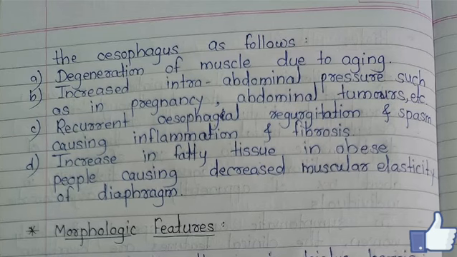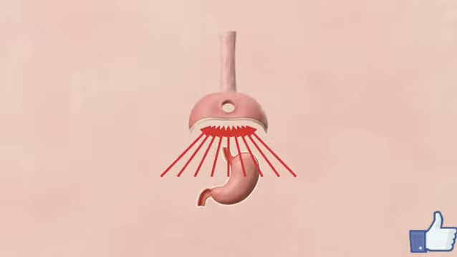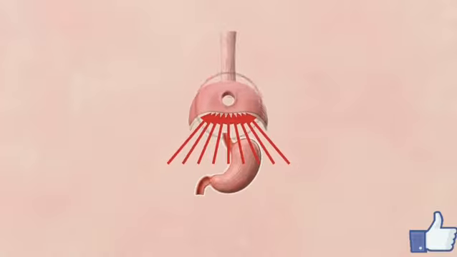The first etiological driver is the progressive degeneration of muscle tissue at the hiatus that occurs with aging. The second stressor is a sustained increase in intra-abdominal pressure, occurring in conditions that increase internal volume, most commonly pregnancy or abdominal tumors. This systemic pressure pushes upward, concentrating force specifically against the diaphragm's weakest structural point.